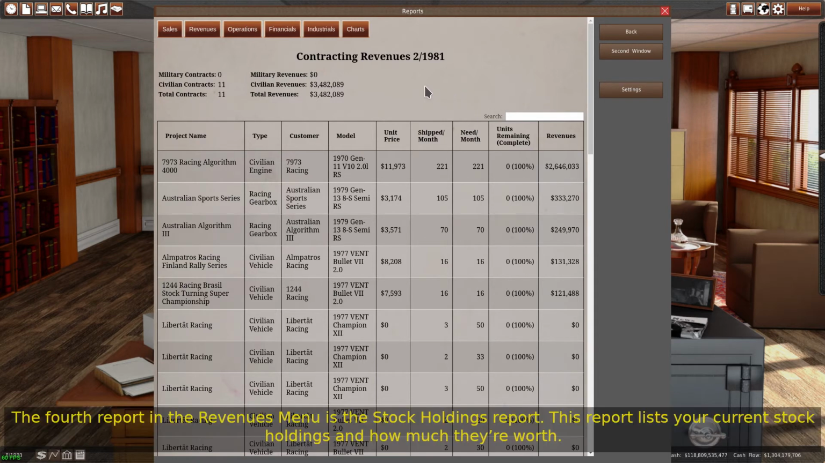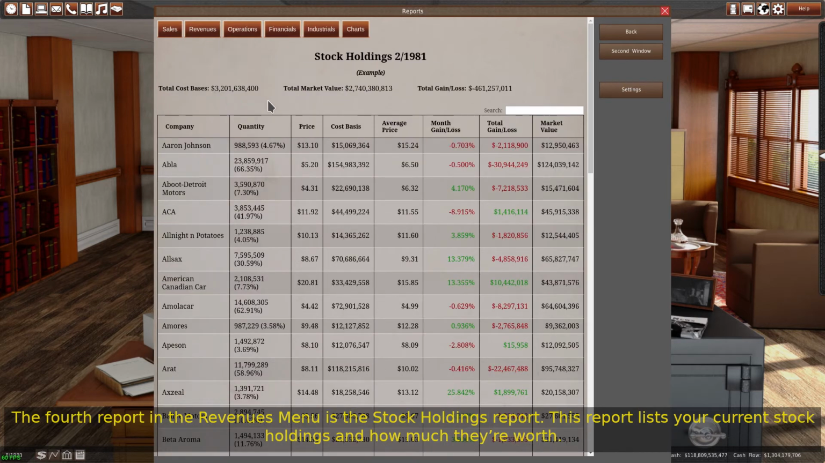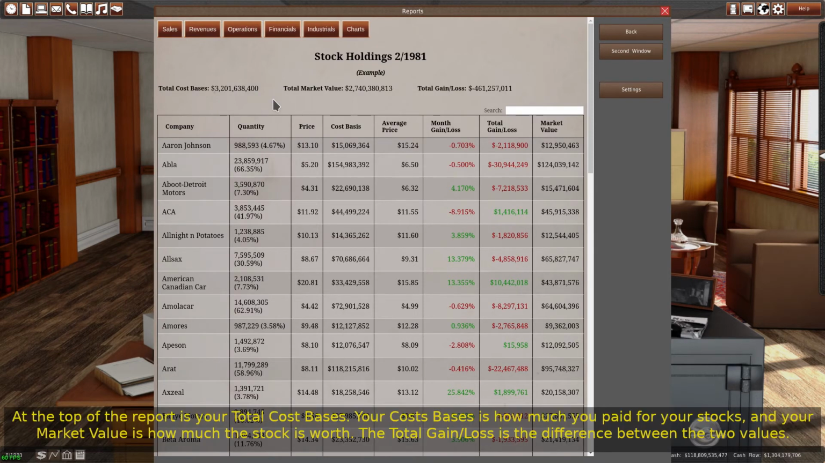The fourth report in the revenues menu is the stock holdings report. This report lists your current stock holdings and how much they're worth. At the top of the report is your total cost basis. Your cost basis is how much you paid for your stocks, and your market value is how much the stock is worth. The total gain or loss is the difference between the two values.